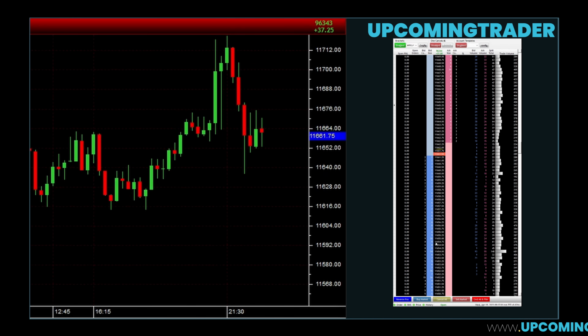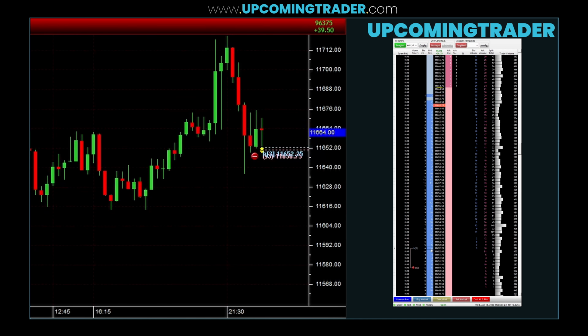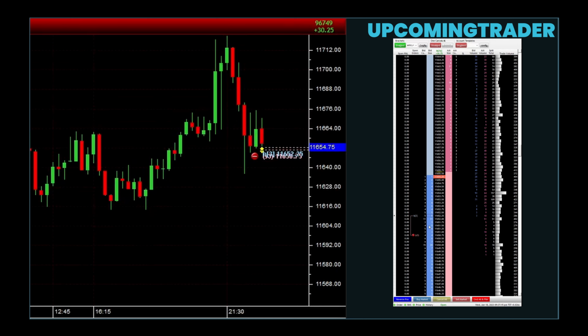The order book shows all of the current buy and sell orders for a stock. By looking at the order book, you can see how much interest there is in buying or selling at different price levels. This can help you make better decisions about when to enter or exit a trade.